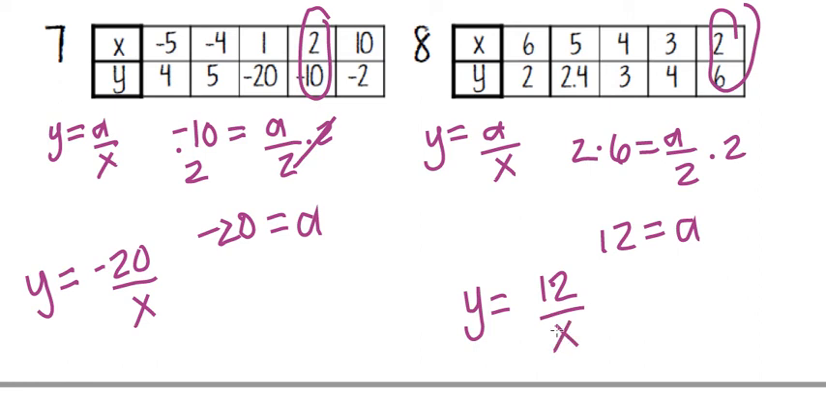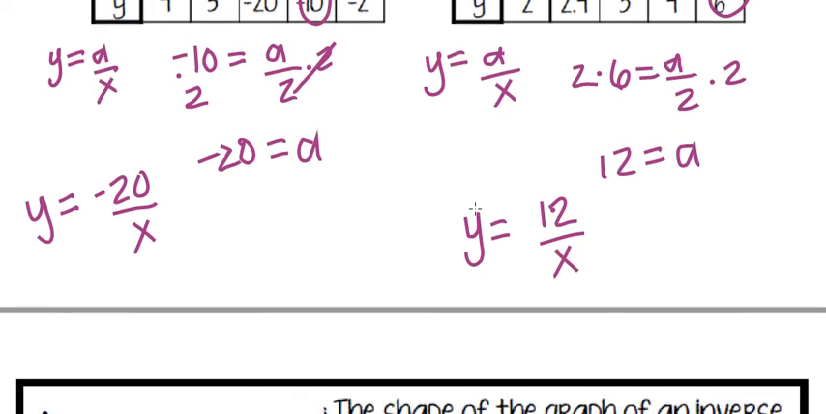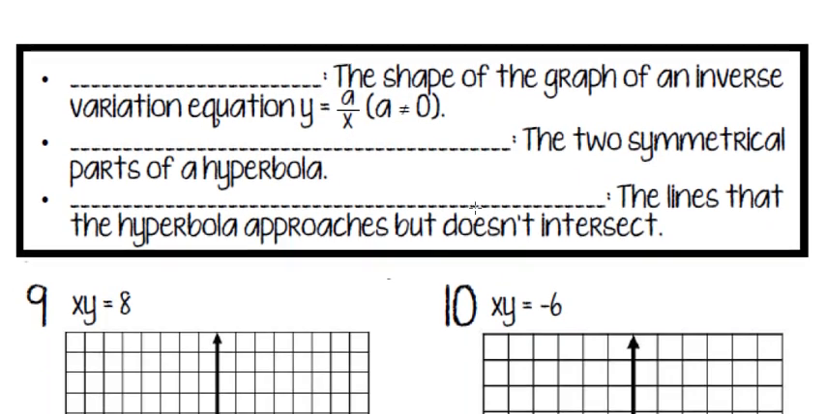So the next thing that we're going to do is look at how to graph some of these equations, or how to graph some inverse functions. Inverse variation ends up forming an inverse function. So when we look at this question, it says the shape of the graph of an inverse variation equation, y equals a over x. It wants to know what the name of that shape is. Inverse functions are something you'll really get into in Math 3 next year. Inverse functions are what are created by inverse variation relationships.